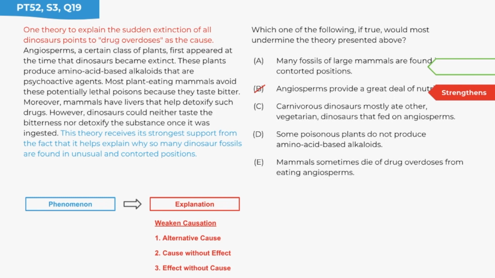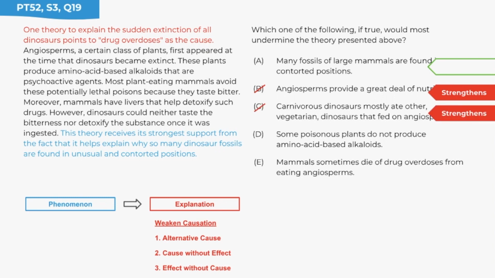Answer choice C says carnivorous dinosaurs mostly ate other vegetarian dinosaurs that fed on angiosperms. Okay, this also seems to strengthen the argument because it's helping us understand how the carnivorous dinosaurs may have also been found in contorted positions, right? Because they're eating the dinosaurs that were poisoned, so potentially that would be how they were poisoned as well. So this one also strengthens the argument.